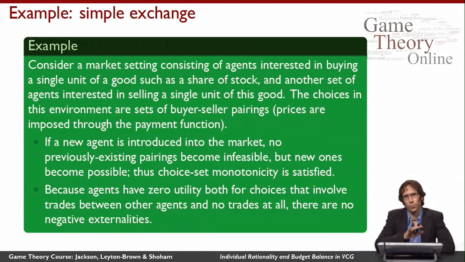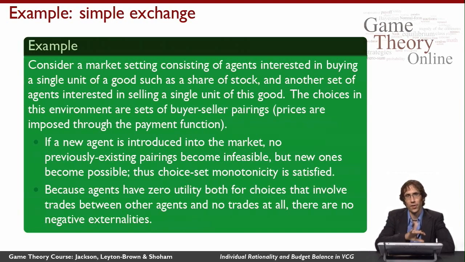Okay, well, we saw an example previously where choice set monotonicity arose in a pretty trivial way because the set of choices just didn't change. Let's look at a richer example where the set of choices does change. So here let's think about kind of a simplified stock market in which we have two different kinds of agents. Some of them have a single unit of a stock that they want to sell. So they have one share of Apple stock and they want to sell it. We have another group of agents who want to buy one share of Apple stock. And we have some number of agents on both sides of the market.